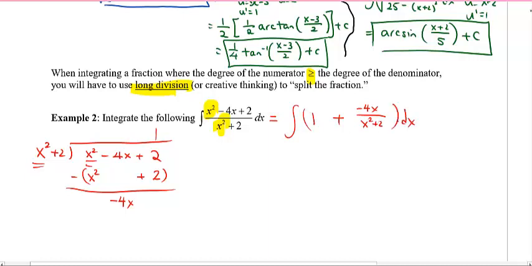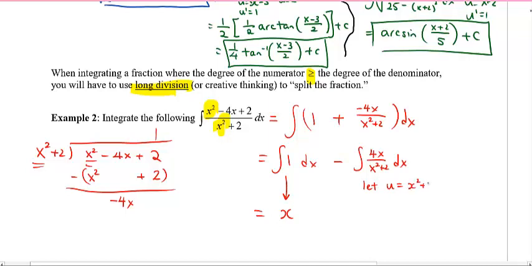Okay? And you're like, why does this help? Well, I can separate into integral 1 dx minus, I guess, integral 4x over x squared plus 2 dx. Why is this helpful? Well, I hope you can see that the antiderivative of 1 is just x. Yeah. But the other one here, not so easy. Yet still doable. Because I hope you can see that the denominator is a squared term. The numerator is a linear term.